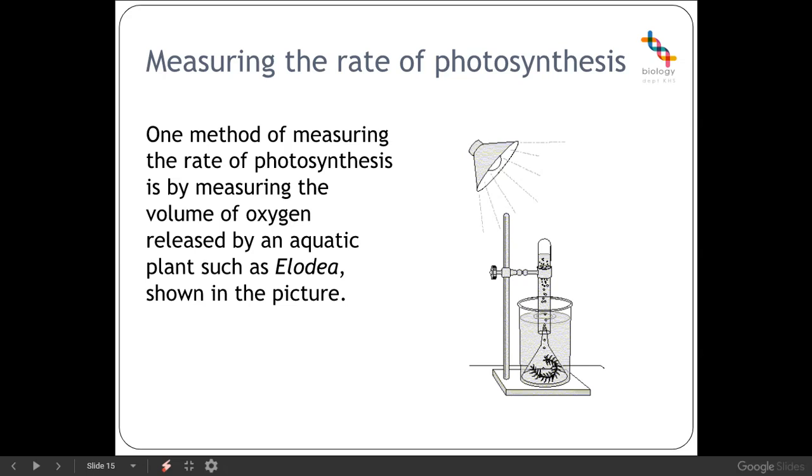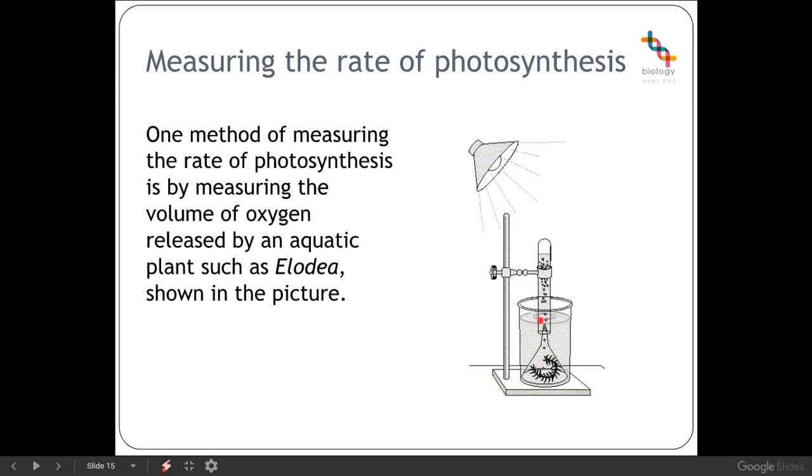So in order to see how fast photosynthesis has happened, you can measure how much oxygen is being produced in a certain amount of time. And we can do that with aquatic plants. Now we're going to need an aquatic plant because we need to be able to put it into water, like in this setup here. So we've got our little plant here down at the bottom of the beaker.